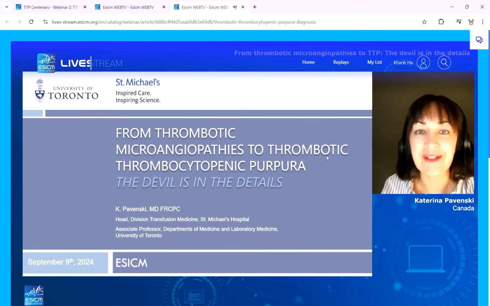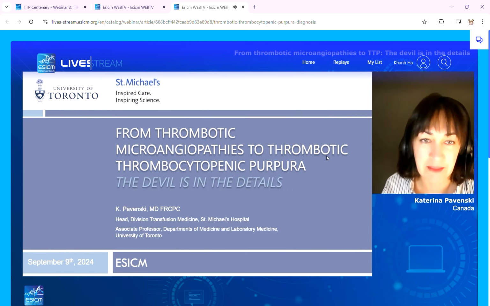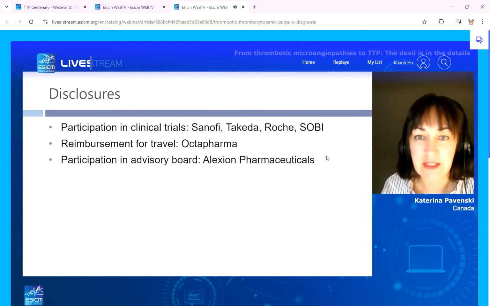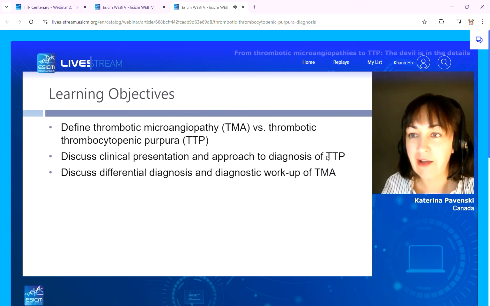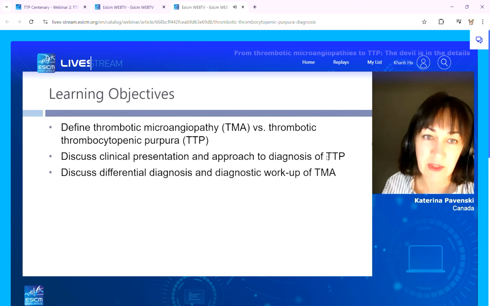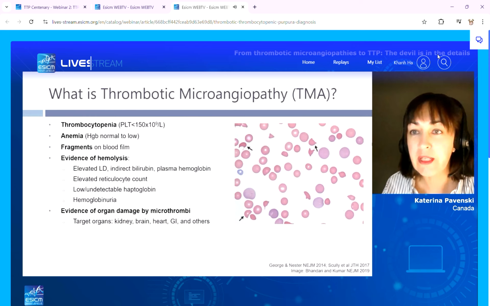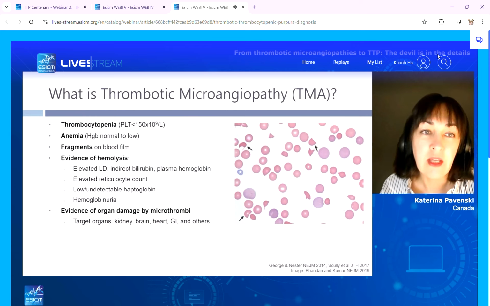So I am going to take away with discussing how to diagnose TTP. These are my disclosures. And I have 3 short learning objectives for today: define thrombotic microangiopathy versus thrombotic thrombocytopenic purpura, discuss clinical presentation and approach to diagnosis of TTP, and finally, just a few slides on how to approach the diagnosis of other TMAs.